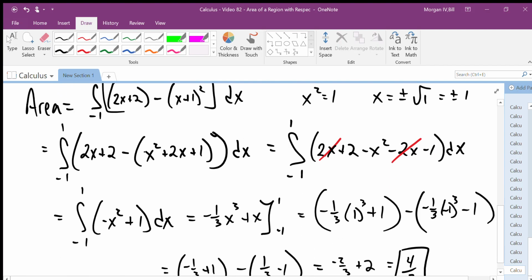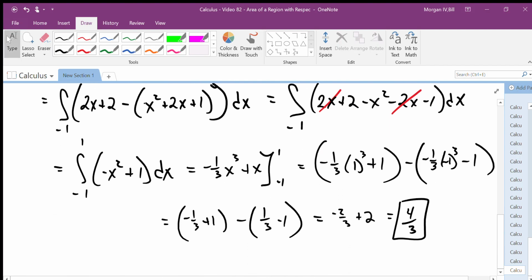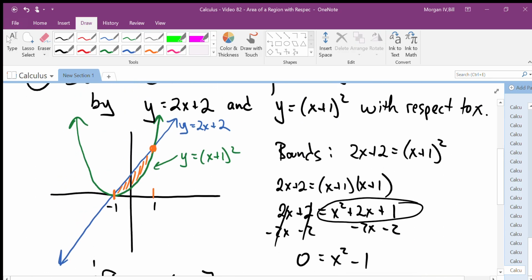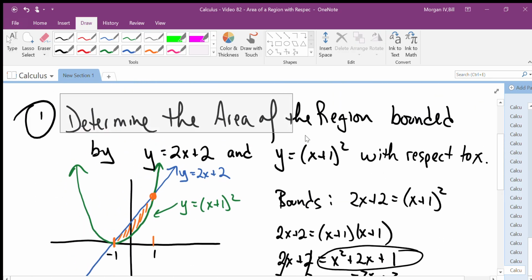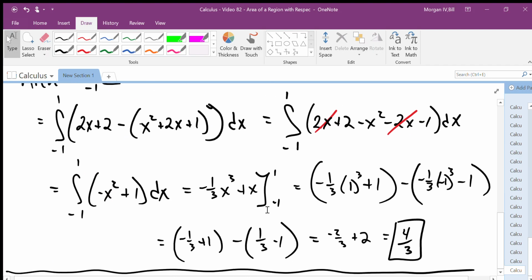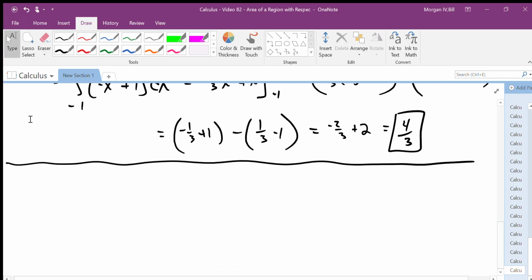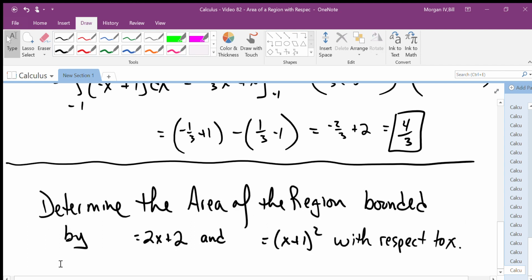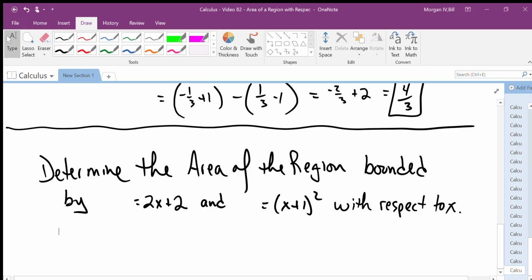All right, so that would be finding the area of the region with respect to x. Top curve minus bottom curve, x bounds dx. Same problem, but now let's do this with respect to y. Let's see if I can copy and paste here. Determine the area of the region bounded by y equals 2x plus 2 and y equals x plus 1 squared. Now, with respect to y.